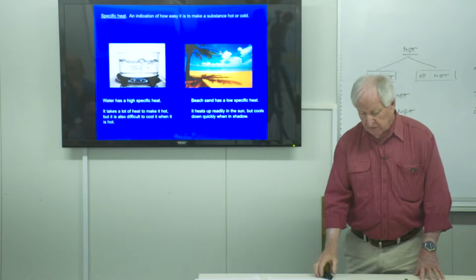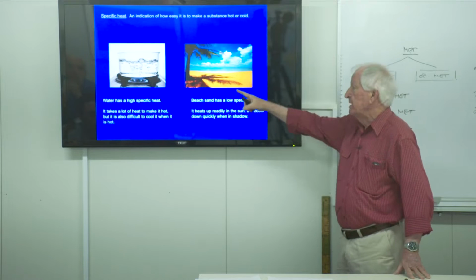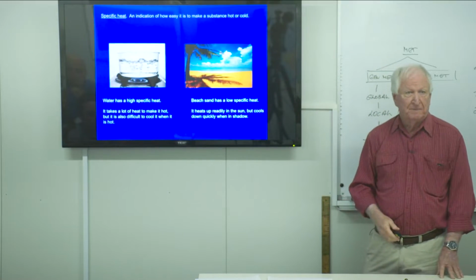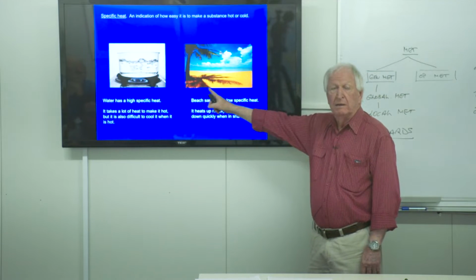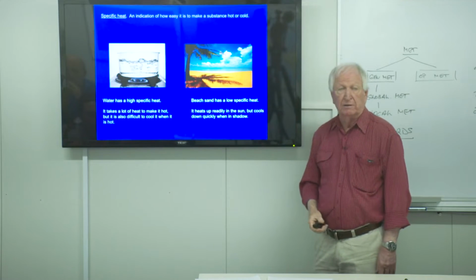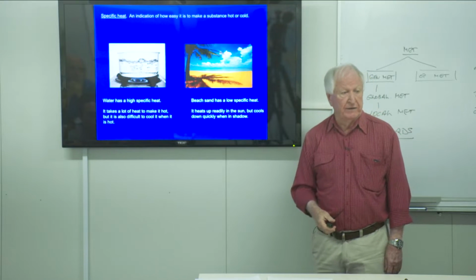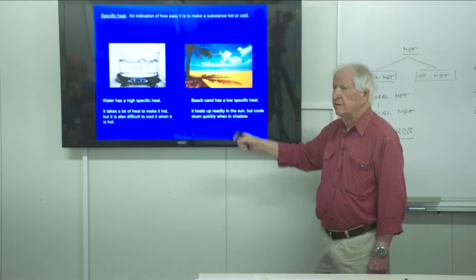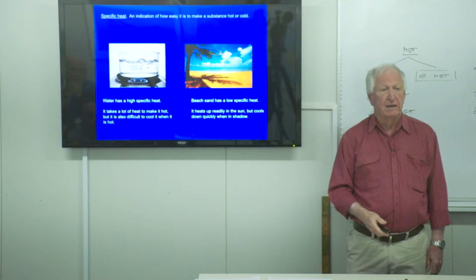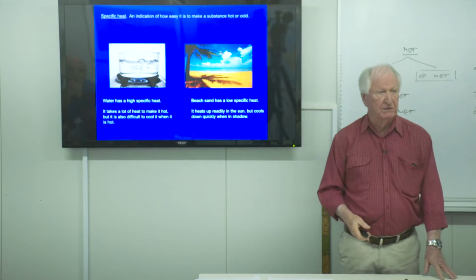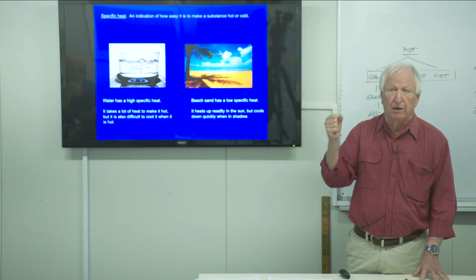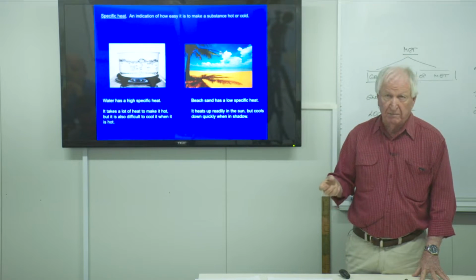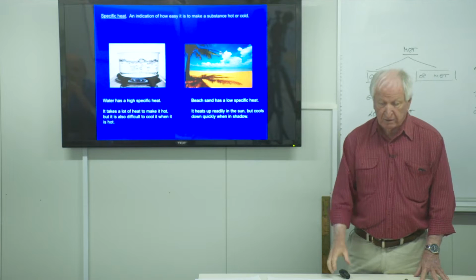So if I was running across this beach, I'd be running for the shade of the tree. Because that sand has been there all morning, but the sun hasn't shone on it. And so it's had hardly any effect. Whereas this sand is extremely hot. It has a low specific heat. High specific heat means it's hard to make it hot. A low specific heat means it's easy to make it hot.